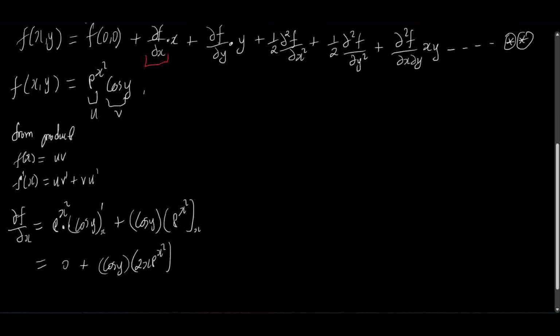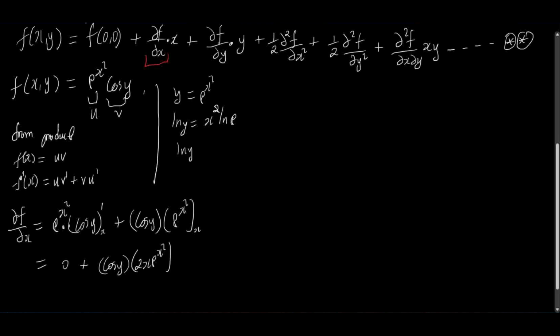So let's differentiate. In this case, we have our function, let's put it this way, y equal to e raised to the power x squared. So if you take natural log on both sides, you'll get ln y equals x squared ln of e.